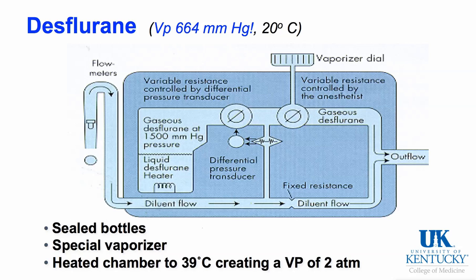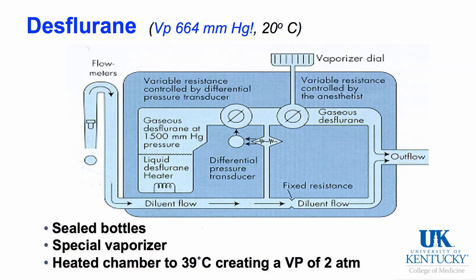Desflurane, because of its vapor pressure being so high, 660 millimeters of mercury out of a total of 760 at 1 atmosphere, and at 20 degrees, we should always express vapor pressures at the temperature. Desflurane, because of its high vapor pressure and desire to go up into the vapor phase, we cannot use a variable bypass flow-over vaporizer, but a specially designed one which has a heated chamber, closed environment.